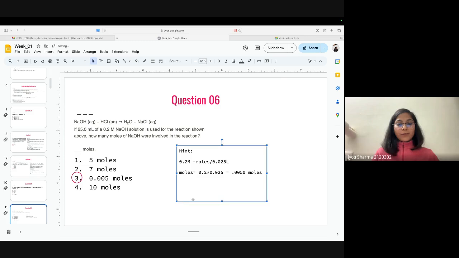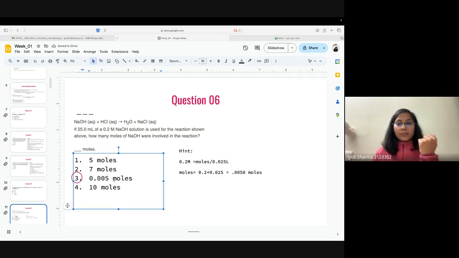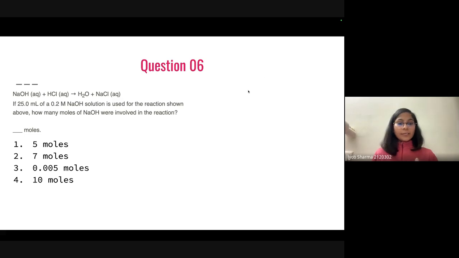Sorry for the MCQs that I have given you, but the answer should be 0.005 moles. Okay. I think this is clear, right? This is nothing but: number of moles is equal to molarity multiplied with the volume. And this is how we can get the answer.